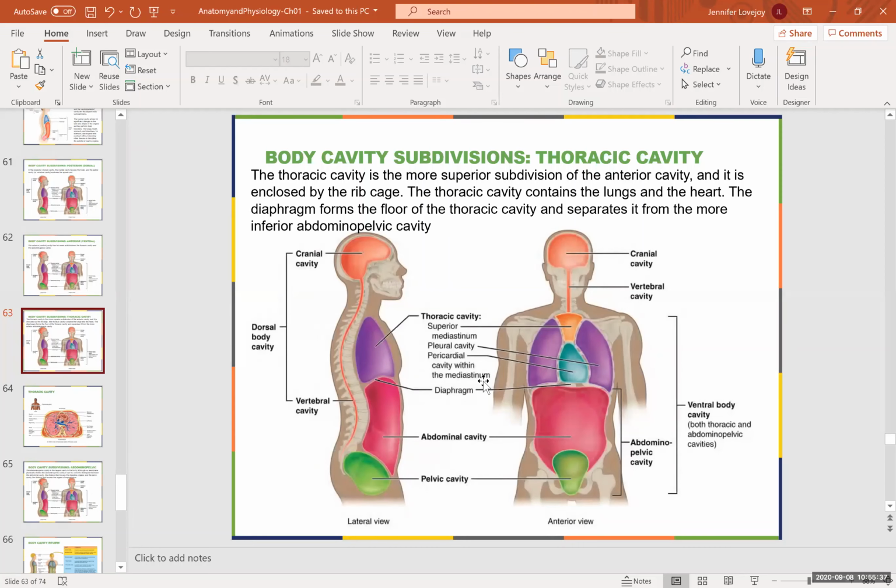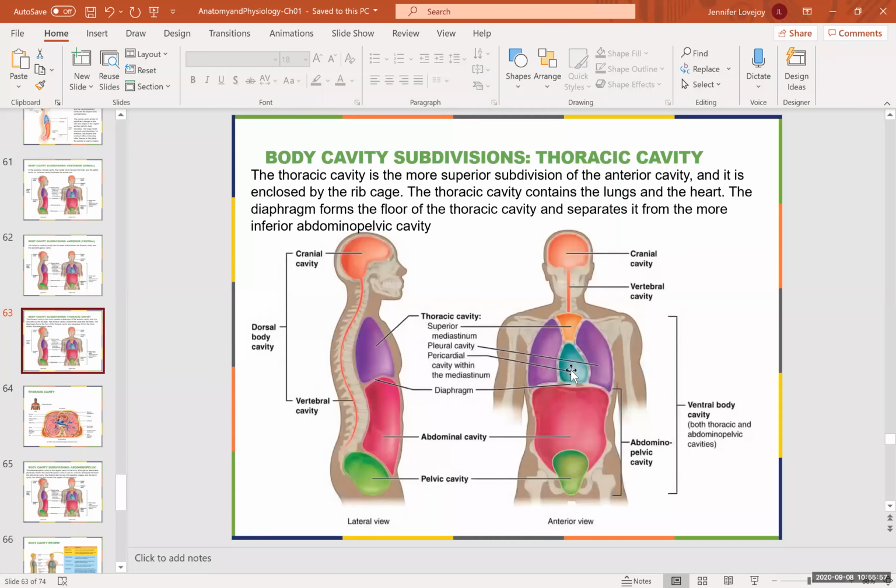Okay, so the thoracic cavity, think about our chest where our ribs are. You have the pleural cavities, which are the purple. That's where our lungs would be. We have the mediastinum here in the middle. One of the sections of the mediastinum is called the pericardial cavity, and that's where our heart is.